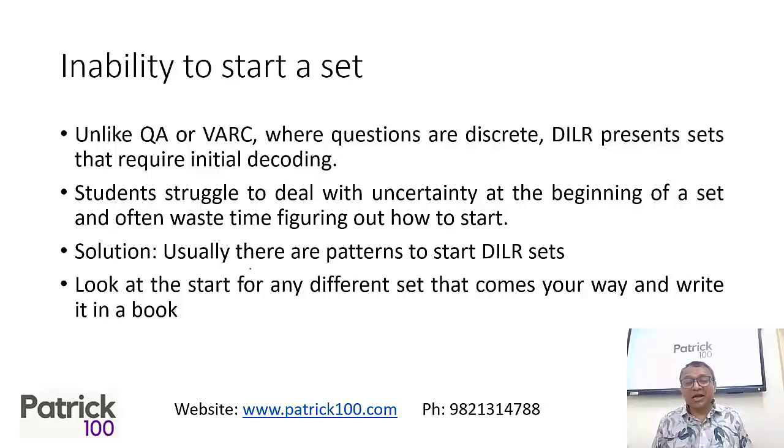The biggest problem in DILR is not knowing where to begin, and that's the reason they waste a lot of time, creating additional stress and pressure. So what's the solution? Usually there are patterns to start DILR sets. Maybe I will start from where there is a lot of data given, or I'll start from where there are a lot of crosses, in some particular types of sets. So know the patterns of where to start from for different kinds of sets and work on that.